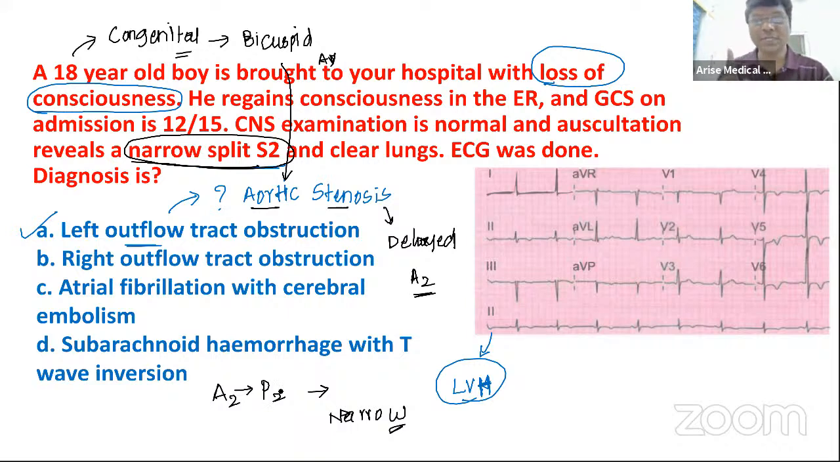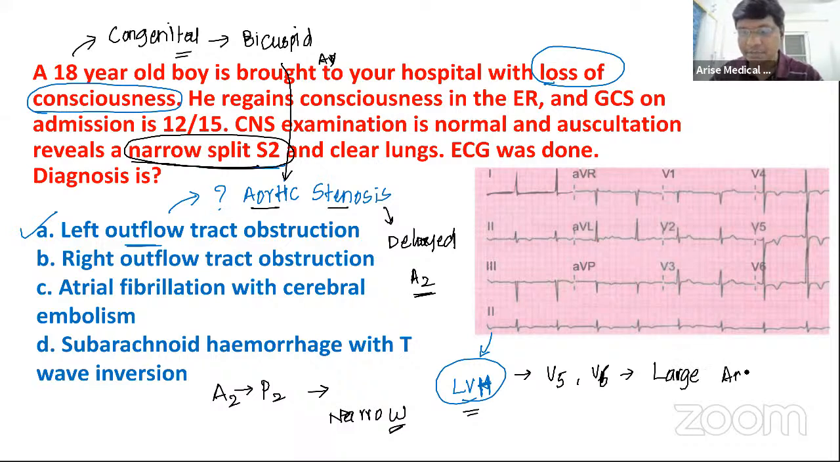Now why am I telling left ventricular hypertrophy in this patient? Because in V5 and V6, there is large amplitude QRS complex, and along with that in V5 and V6 there are also T wave inversions. So that is the reason why I am calling it left ventricular hypertrophy.